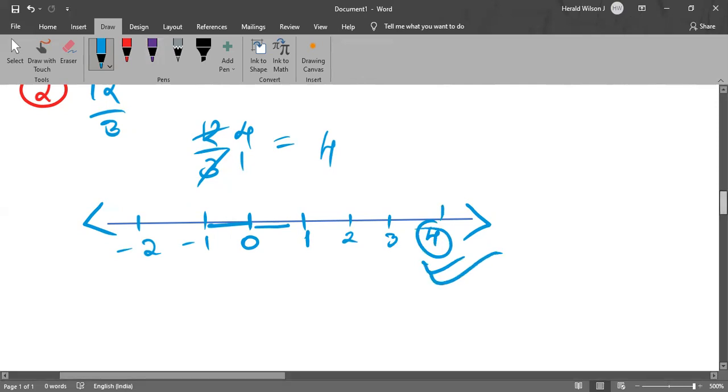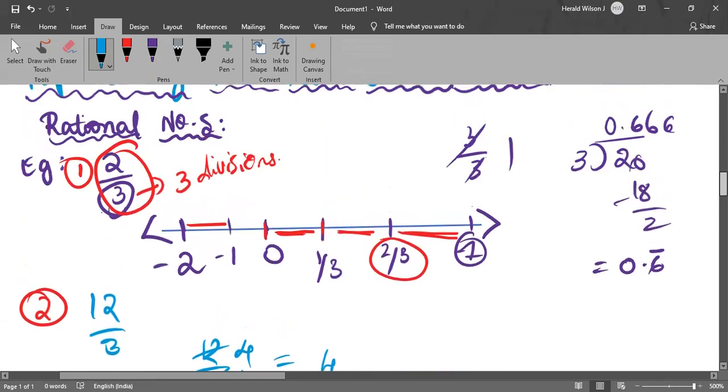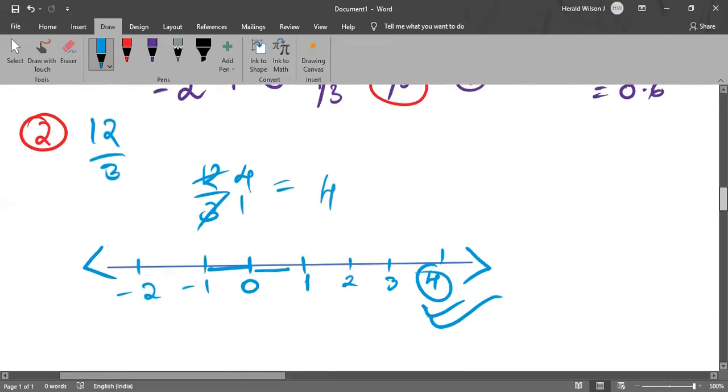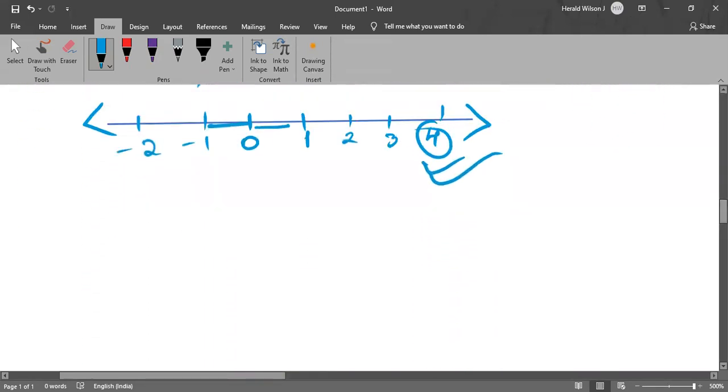Easy, right? So you need to check the rational number if it is further possible to simplify it. And then in the simplest form, you need to represent it. Okay? I hope it is clear now.